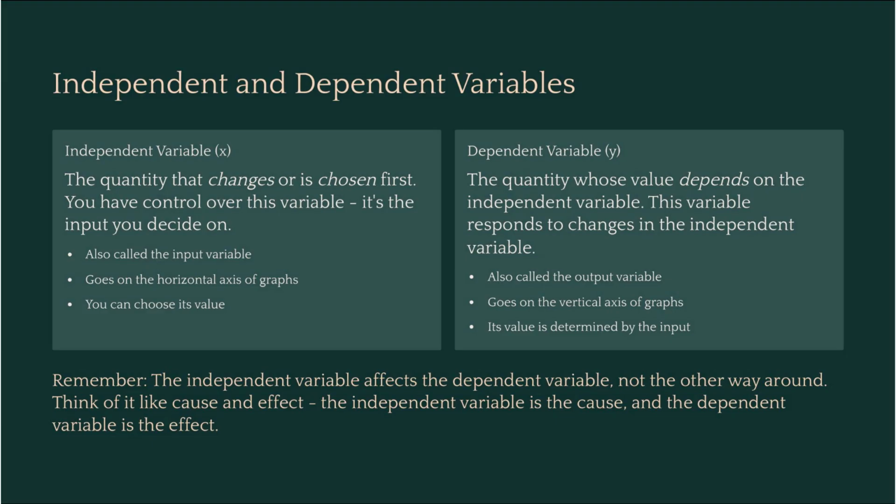When we use two variables, we have to decide which one controls the other. The independent variable, usually called x, is the quantity you can choose, or the one that changes freely. The dependent variable, usually called y, is the one that is calculated after the x is chosen. Its value depends on x. Think of the dependent variable as the result and the independent variable as the cause.